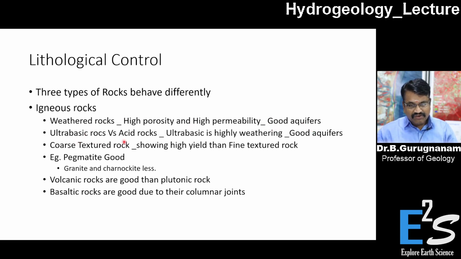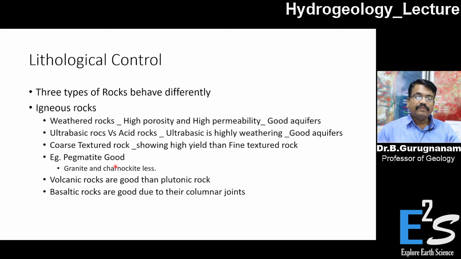In ultrabasic rocks versus acid rocks, ultrabasic rocks are good when compared to acid rocks. Acid rocks don't have much porosity, and if porosity is not there, then there is no question of permeability also. Similarly, coarse texture rock shows higher yield than fine texture. If it is fine texture, the packing will be more, so the porosity will be reduced, and in turn permeability also. That's why coarse textured rock will have higher expectations of groundwater than the fine grained sediments.